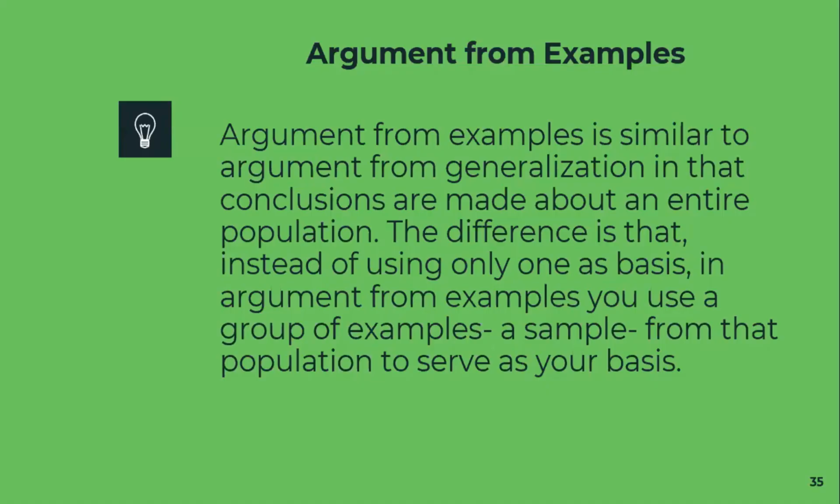So next, argument from examples. Argument from examples is similar to argument from generalization in that conclusions are made about an entire population. The difference is that instead of using only one as basis, in argument from examples, you use a group of examples, a sample from that population to serve as your basis. So in argument from examples, we generalize the characteristics or qualities of an entire population based only on the samples or representatives from that population. The same thing when conducting research. When you study the perception, behavior, and other variables, you only conduct a survey to samples or representatives. By that, you can formulate generalization or conclusion.